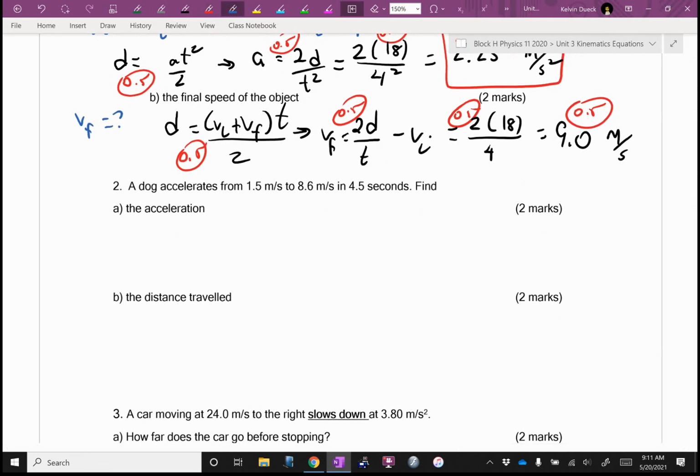Number 2 wants me to find A. Looks like VI is 1.5, VF is 8.6, T equals 4.5. Ronan, which equation, my friend?